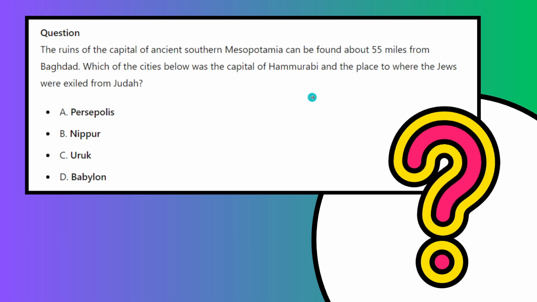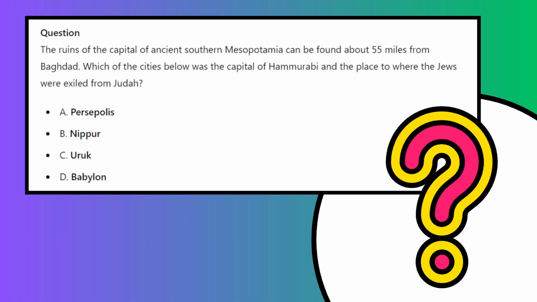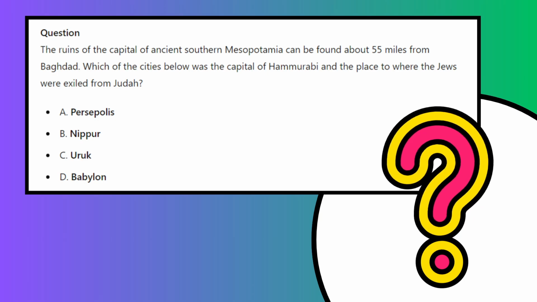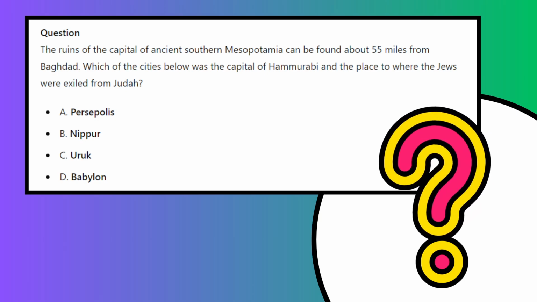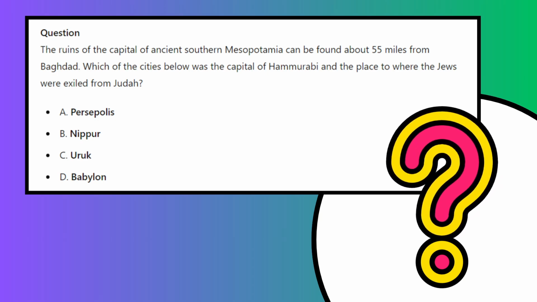Let's go ahead and get into our question to wrap up our quick review of Mesopotamia. The ruins of the capital of ancient southern Mesopotamia can be found about 55 miles from Baghdad. Which of the cities below was the capital of Hammurabi and the place to where the Jews were exiled from Judah?